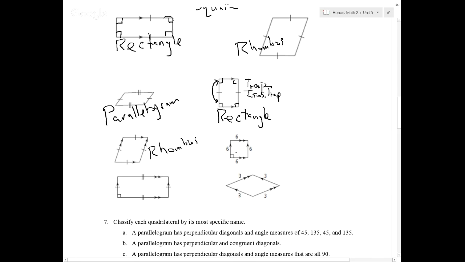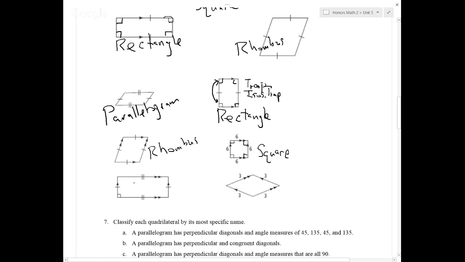Here we have all 6s, so that guarantees at least a rhombus. But this right angle here, because it's at least a parallelogram, tells us supplementary goes here, opposite angles here, and supplementary here. So this one becomes a square because it's a rhombus due to 4 congruent sides and a rectangle due to the right angles in a parallelogram.